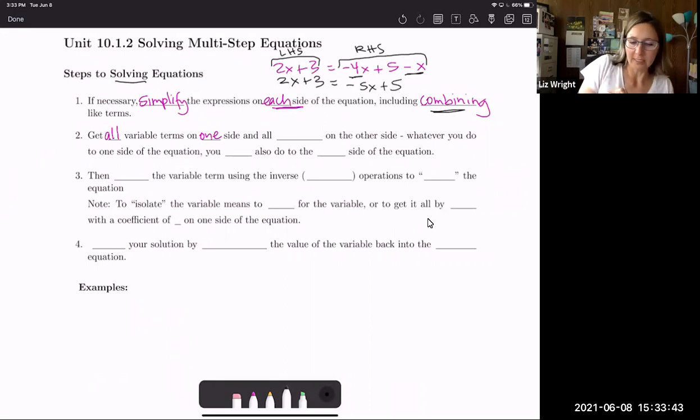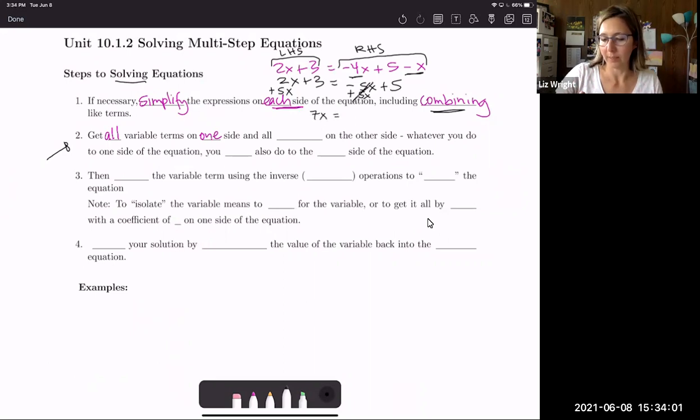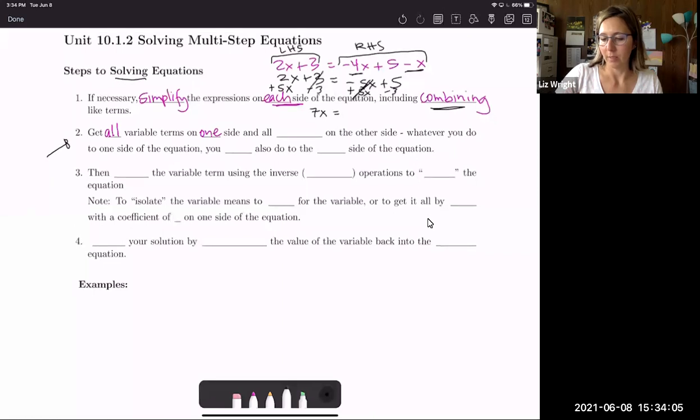Then our next one says get all the variable terms on one side. And it doesn't matter which side. You could do left-hand side or right-hand side. So then we would add the 5x to that side, add the 5x to this side. So that goes away. Then we get 7x equals, I'm going to subtract the 3, equals 2.